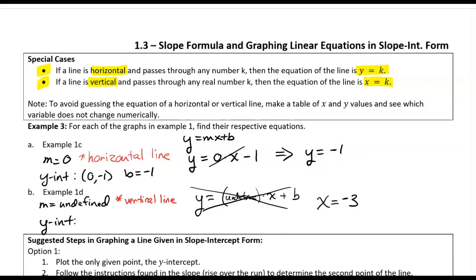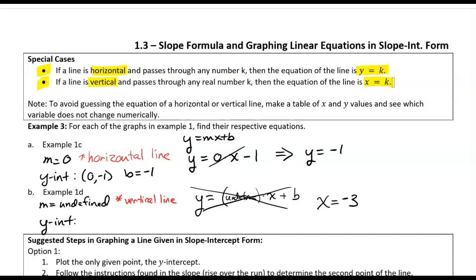And in fact, this is summarized right here in our special cases. If we have a horizontal line that passes through any number k, then that equation is going to be y equals k. There's no x involved in the equation of a horizontal line. If it's vertical, though, and it passes through any real number k, then its equation is x equals k. It's saying that the x value is now stuck at that particular number, whatever k may be.